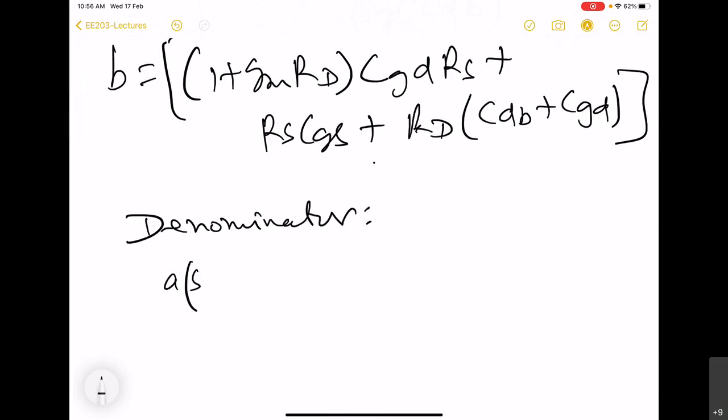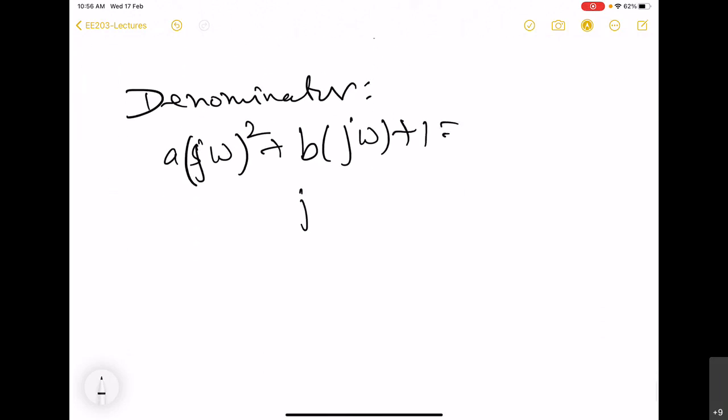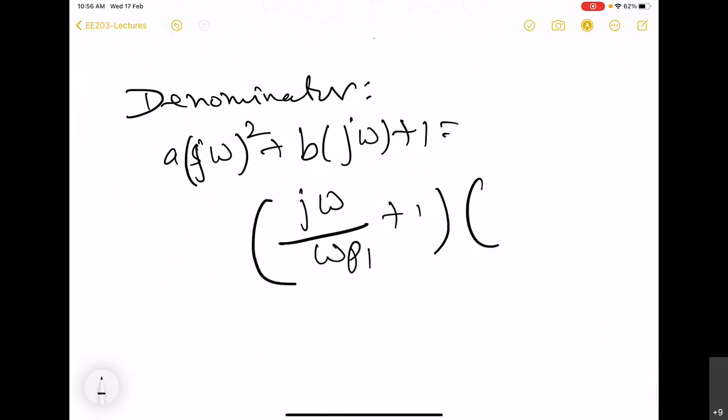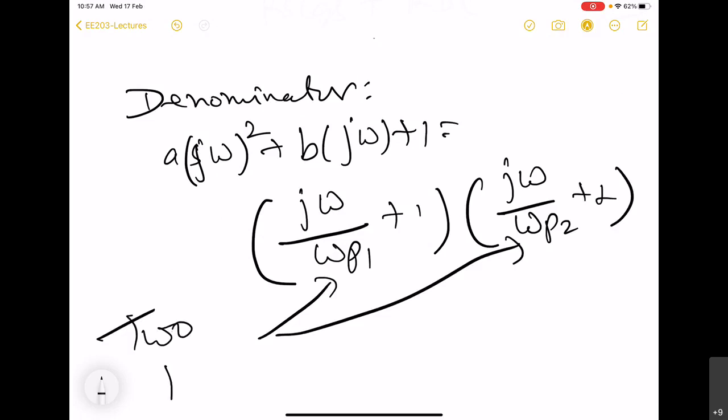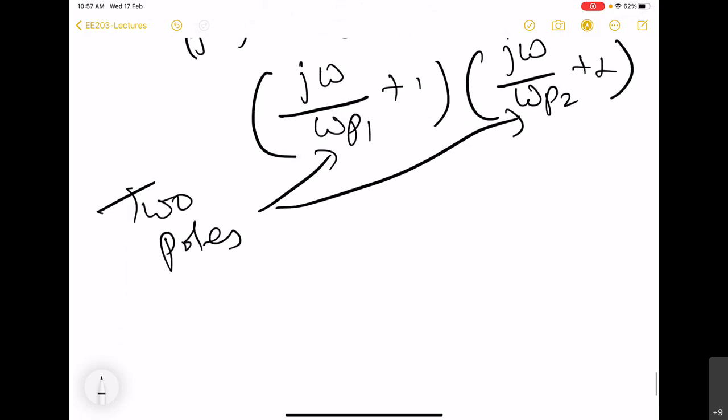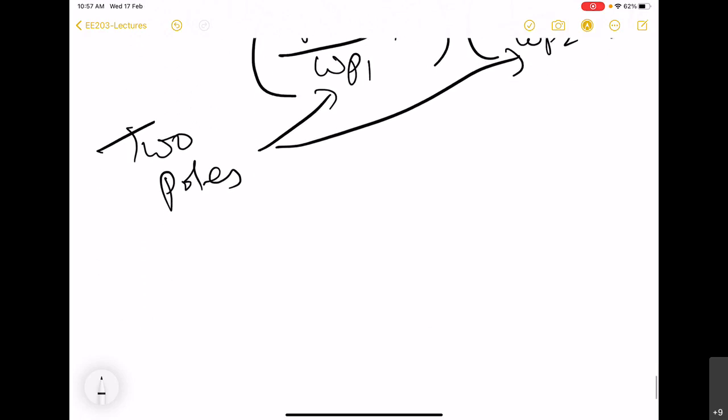a (j omega)^2 plus b (j omega) plus 1. This has to be factorized, and after factorization, one can get a term like this, (j omega by omega p1 plus 1) and (j omega by omega p2 plus 1). So there will be two poles. We know that each introduces a minus 20 dB downward slope. So overall, their contribution can become up to minus 40 dB per decade. That means going down at a very fast rate.